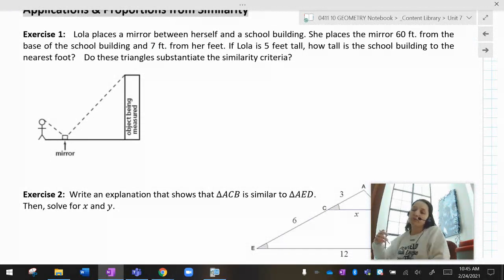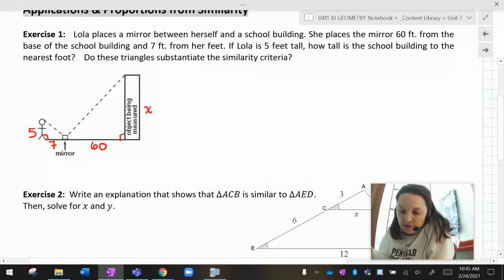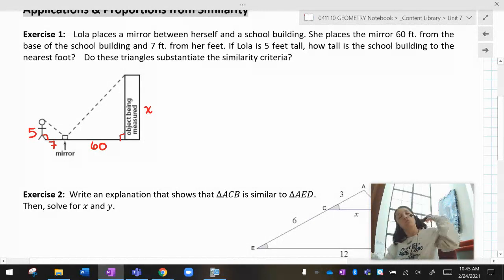Lola places a mirror between herself and the school building. She places the mirror 60 feet from the base of the school building and 7 feet from her feet. If Lola is 5 feet tall, how tall is the school building? If I want to figure this out, the first thing is to figure out why we are even doing this with similarity. I'm going to assume that she's standing straight up so that those would be a right angle.